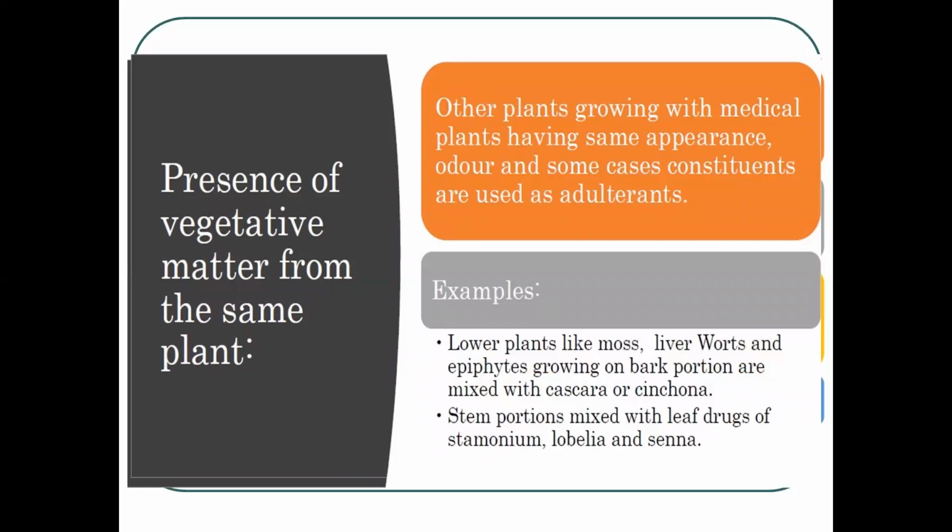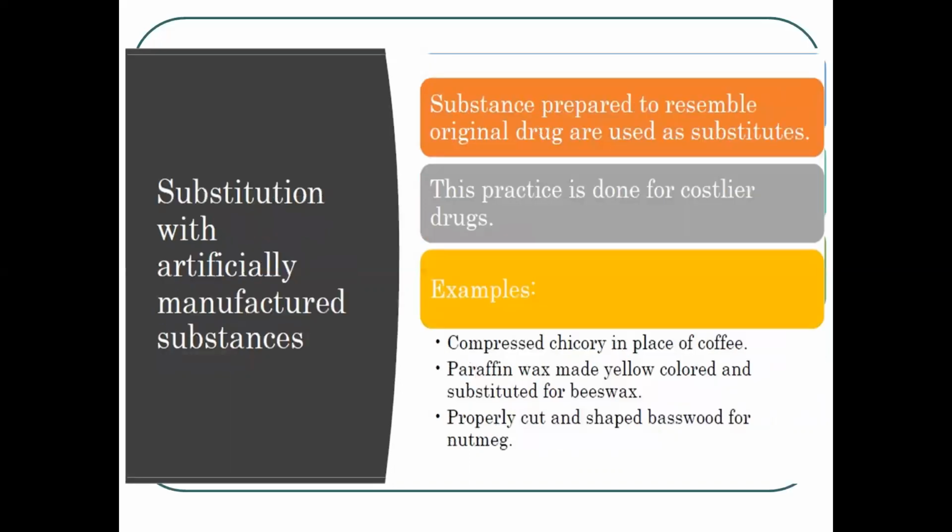Then comes the presence of vegetative matter from the same plants. In this, the other plants growing with the medicinal plants have the same appearance, odor, and in some cases constituents, and are used as adulterants. For example, lower plants like moss, liverworts, epiphytes grown on the bark portion are mixed with the cascara or cinchona bark. अगर cinchona bark आपने देखी है तो उसके ऊपर छोटे छोटे lower plants भी साथ में आ जाते हैं, like moss, liverworts and epiphytes जो bark portion पे होते हैं. जब हम bark को collect करते हैं तो वो भी साथ में आ जाते हैं. And second example is a stem portion mixed with the leaf drugs of stramonium, lobelia and senna.